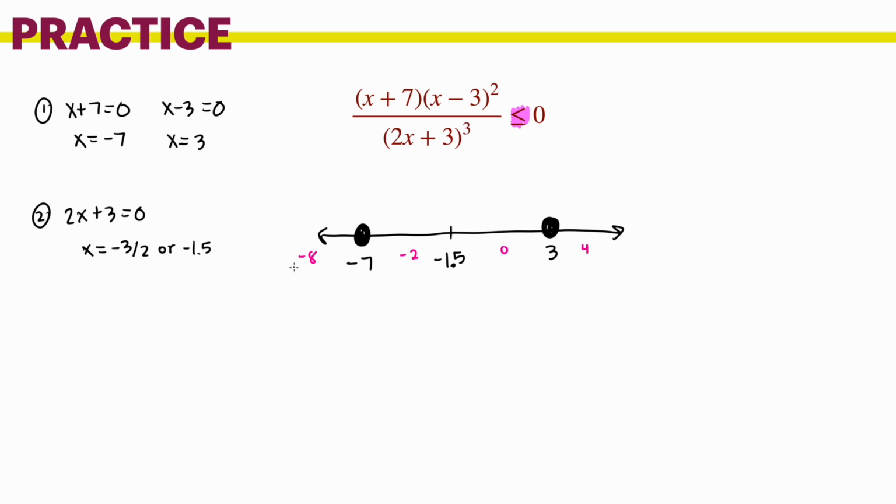Okay, so now I'm going to plug in negative 8. Negative 8 plus 7 is negative 1, so it's negative. Here's where it gets different. Negative 8 minus 3 is negative 11.